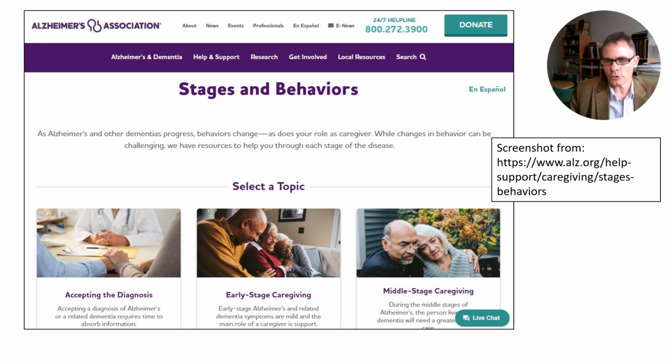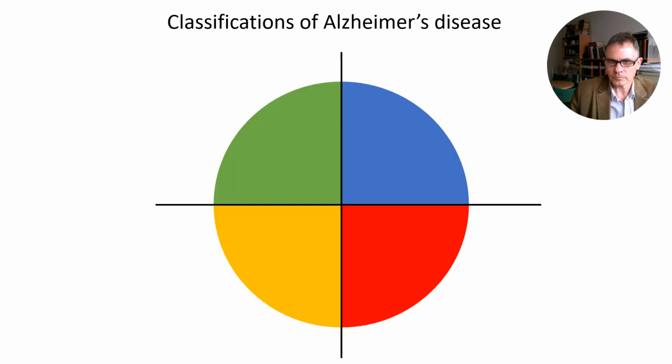Here is a screenshot from the Alzheimer's Association's website, and where they describe the stages and the behaviours that you'll see during Alzheimer's disease, specifically written for caregivers and so forth. And it's a really excellent resource, and I recommend people go there to find out more information about this. But what I want to talk about today specifically is how we can classify Alzheimer's disease into different types.